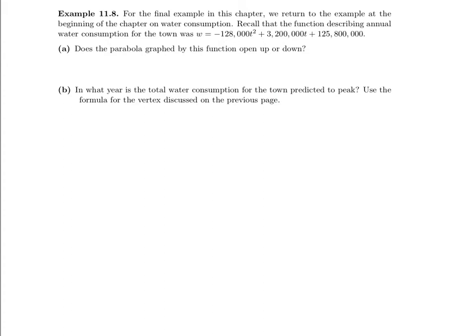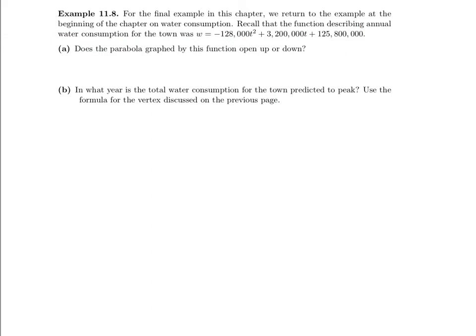For this final screencast for Chapter 11, we go back to an example that we talked about at the beginning of the chapter on water consumption. Recall that the function describing annual water consumption for a town was given by the equation W equals -128,000 t squared plus 3,200,000 t plus 125,800,000. W described the annual consumption for the town in gallons, and t represented time in years since the year 2000.